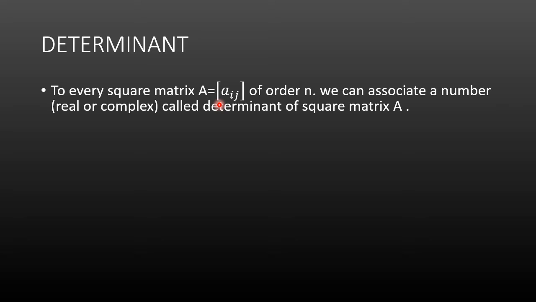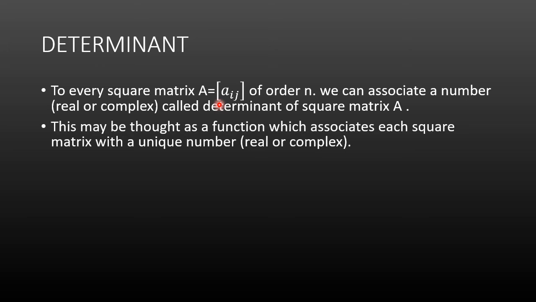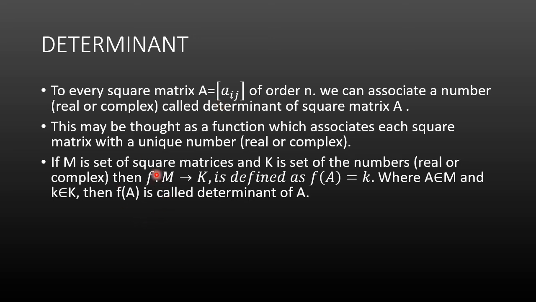If we consider this number can be real or complex, so we can define a function from a matrix to the number like this, f from M to K. Here M is a square matrix and K is some number. Then f is a function defined from a matrix to the number. Then f of A is equal to K. Here f of A is called a determinant. So this is the definition of the determinant, students.